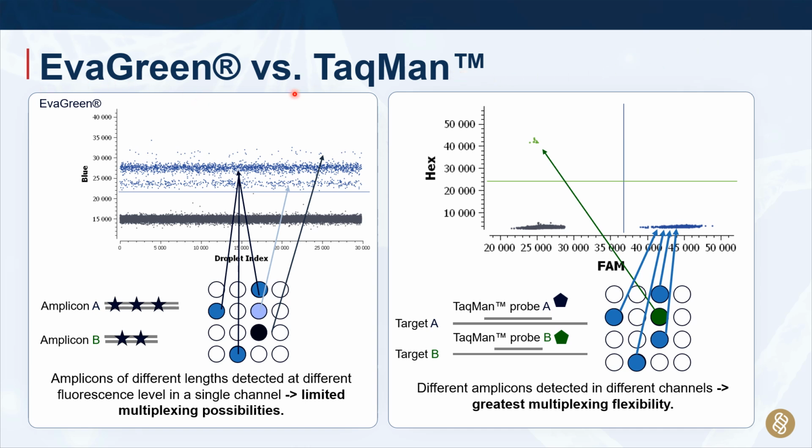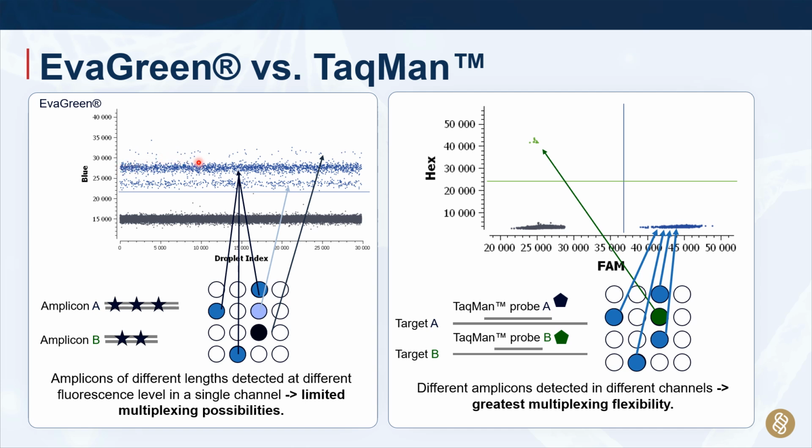If we look at EvaGreen versus TaqMan as a chemistry to quantify in digital PCR, it also becomes very important to consider when doing multiplexing. Here's an example of 2 short amplicons, amplicon B being shorter than amplicon A. If we were to use the EvaGreen chemistry, we would end up with a 1D plot that looks something like this. At the bottom, we have no droplets or negative droplet clusters. We would have a positive cluster of droplets representing the fragments that are shorter and fluoresce less, because EvaGreen binds double-stranded DNA. The shorter the fragments, the lower the fluorescence would be for that specific amplicon.